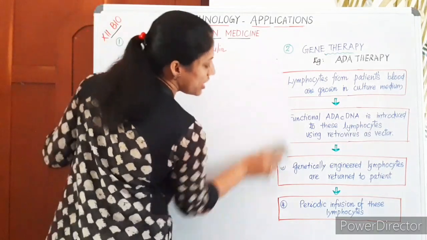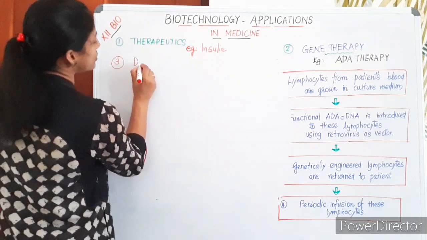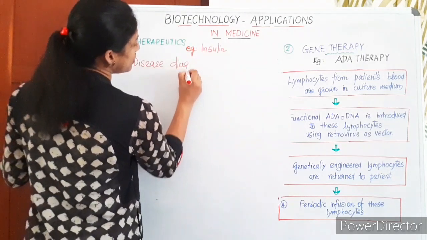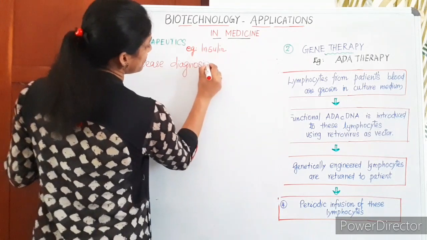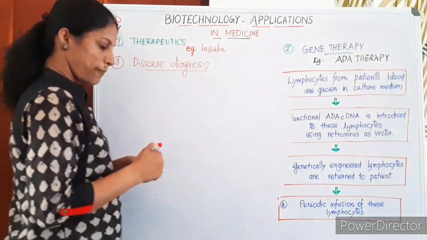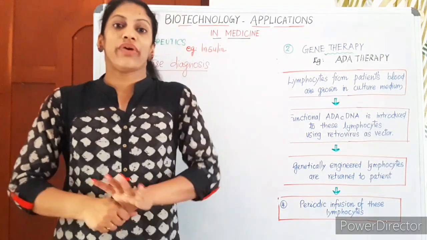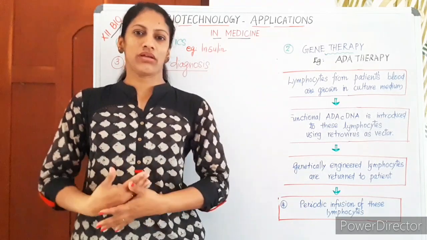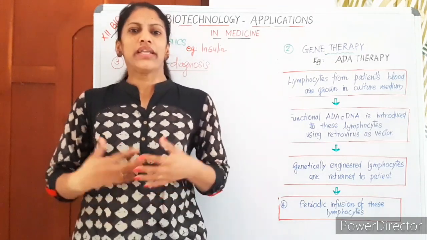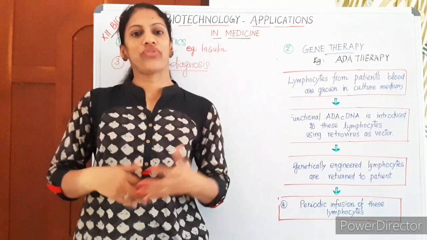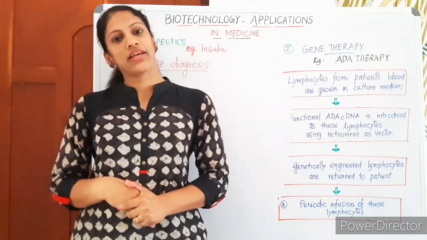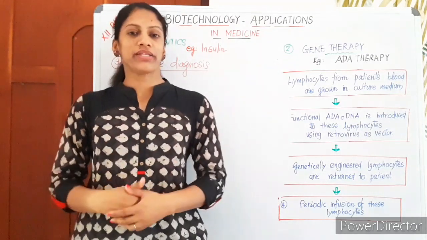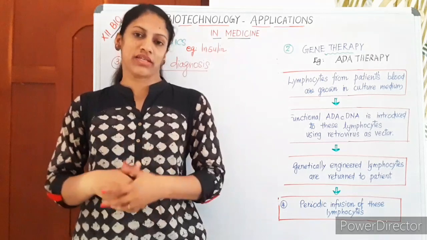The third part, that is disease diagnosis. How do we diagnose our disease? Whenever we feel any discomfort or any symptoms like fever, headache, stomach pain, when the symptoms appear, we go for diagnosis, right? So that means at that time the disease pathogen will be plenty in our body. It might have multiplied in our body. Then only we get the symptoms.